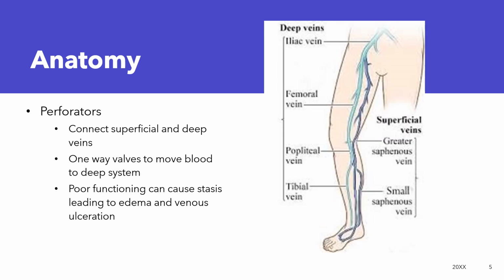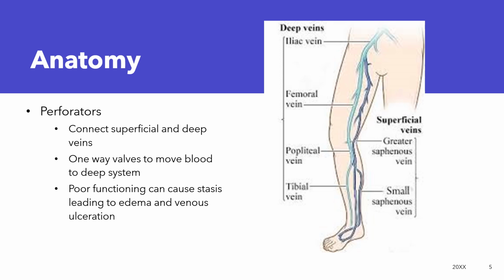So another piece of our lower venous anatomy is our perforators. These are the veins that are going to connect those superficial to the deep venous system. And so perfs, or perforators, are the ones that make that connection to allow the combining of those two blood systems to help maintain that pressure. These have one-way valves to move blood into our deep system, but if they have poor functioning, it can cause stasis, leading to edema and venous ulceration.